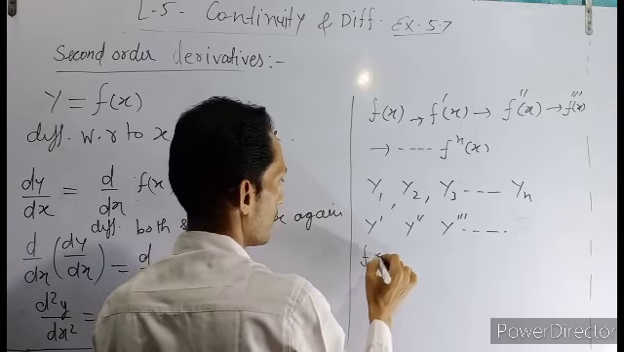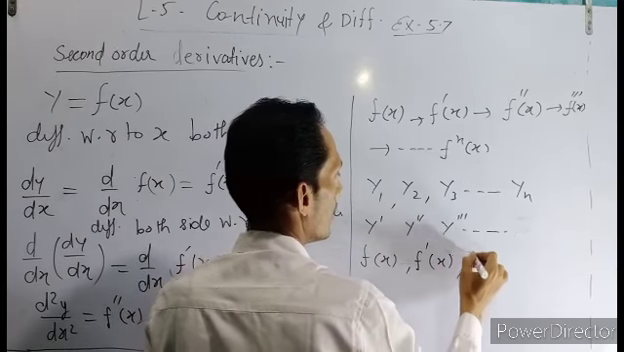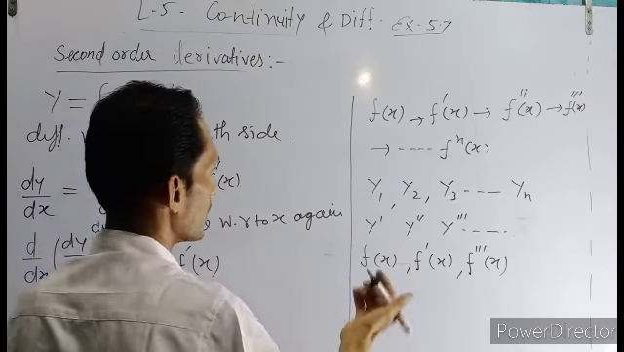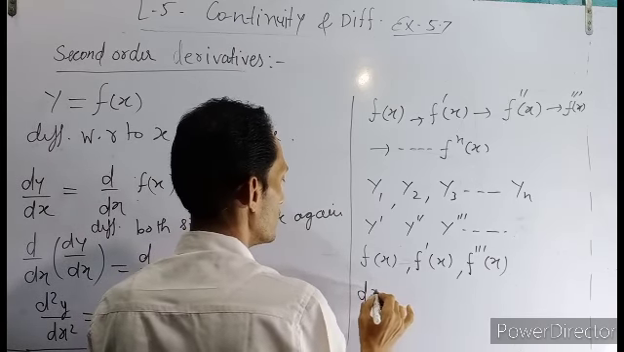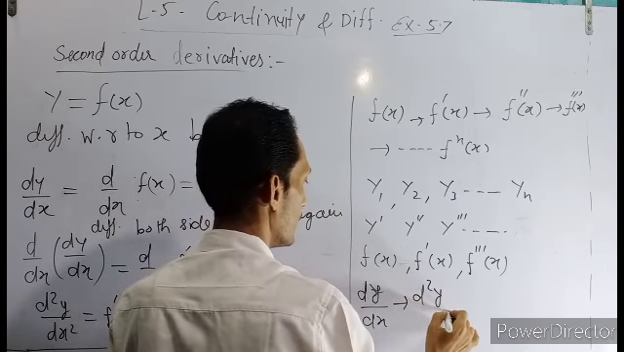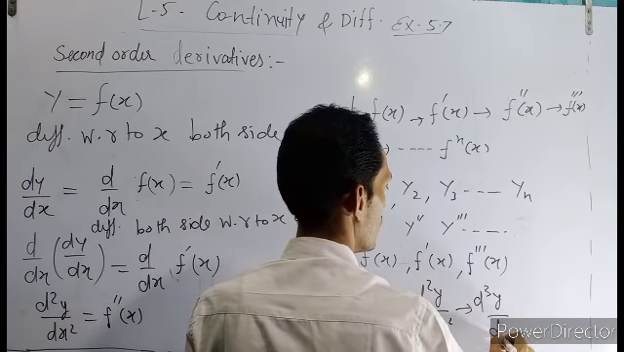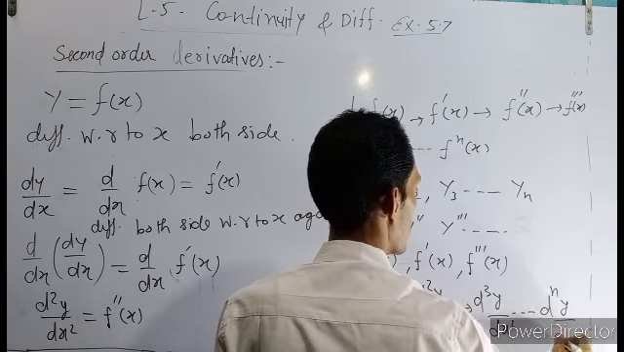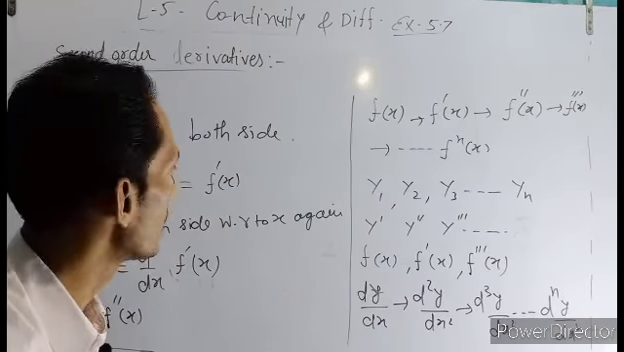Similarly f(x), f dash x, f double dash x, f triple dash x, just like I have explained now. So these are the derivative symbols. Similarly in the form of d/dx, first, second, third and so on, the nth order is d^n y upon dx^n. And these are the symbols of all derivatives of the given function.